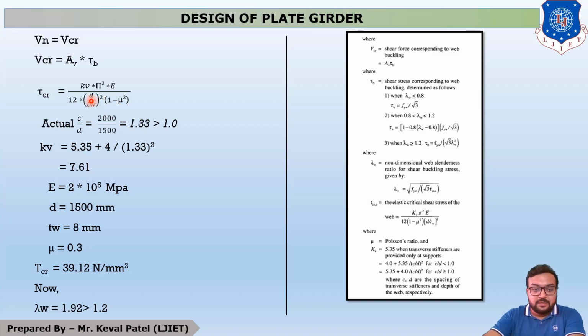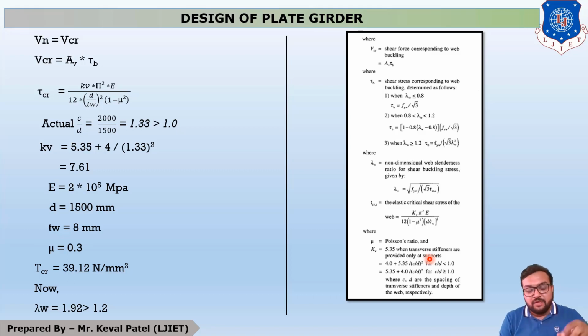Your d is 1500, tw is 8 mm over here, 1 is constant, mu is Poisson's ratio and it is 0.3, 12 is constant, E is modulus of elasticity and it is 2 into 10 raised to 5. Pi is 3.14 or it is also called 22 by 7. Now what is kv? You can see on this page that kv is given as 5.35 when transverse stiffeners are provided at least at the supports. It means if no intermediate, vertical or horizontal stiffeners are provided, then you have to take the value of kv directly as 5.35, which is given and which is already done in our example number 1.